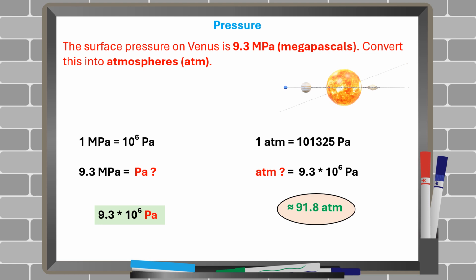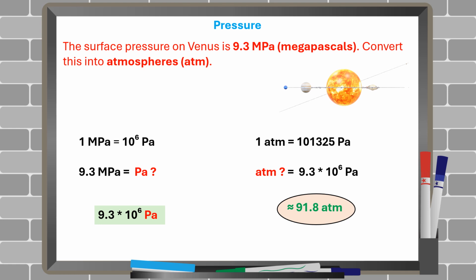Venus, the Earth's so-called twin. But did you know that standing on its surface would feel like being 900 meters underwater? That's because Venus has a crushing surface pressure of 9.3 megapascals. But what does that mean in terms of atmospheres, the pressure we experience on Earth?